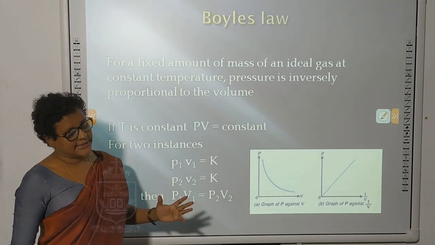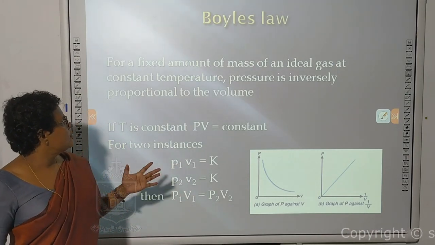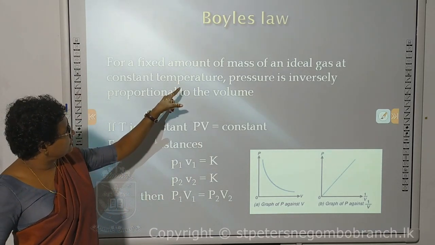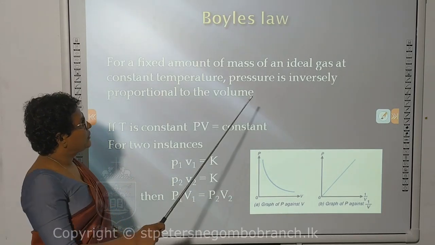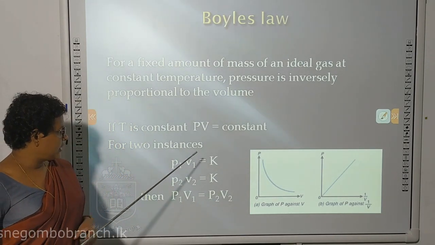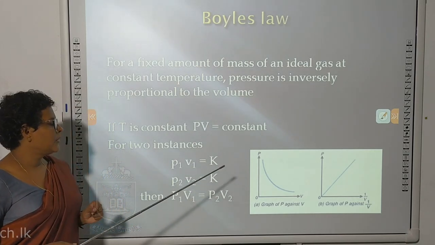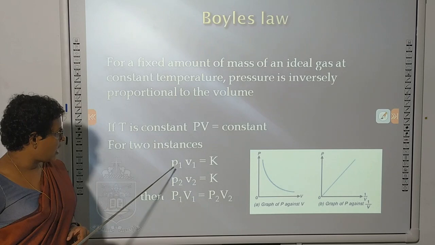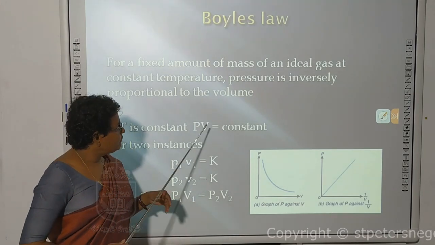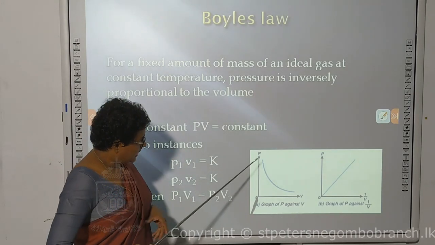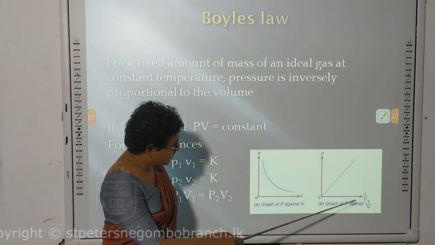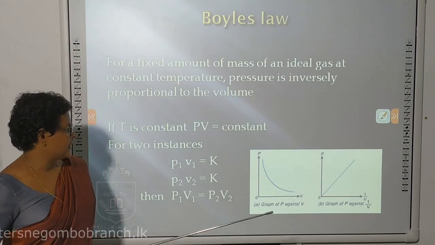Now, the first law, Boyle's law. For a fixed amount of mass of an ideal gas, always the mass is fixed, at constant temperature, pressure is inversely proportional to the volume. That means P is proportional to 1 over V, right? Now, we can write the equation P1 V1 equals constant. So, PV equals constant, okay? If PV is constant, if you draw the graph of P against V, you will get a curve like this. And if you draw a graph of P against 1 over V, you will get a straight line going through 0, 0 like this.